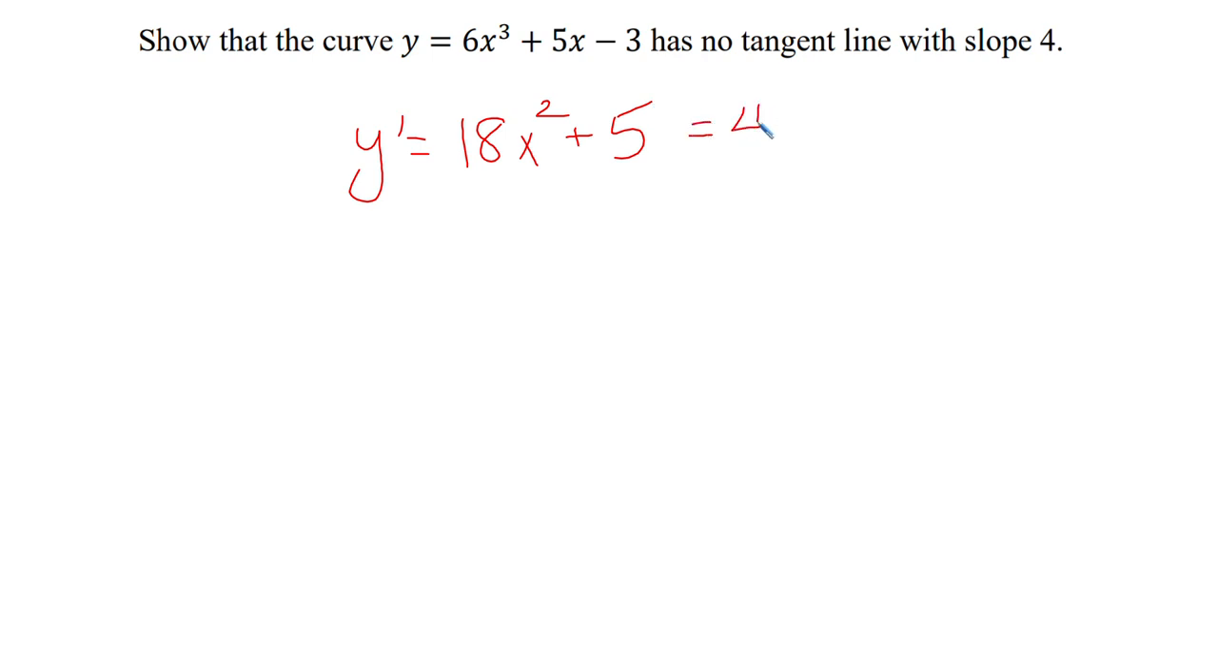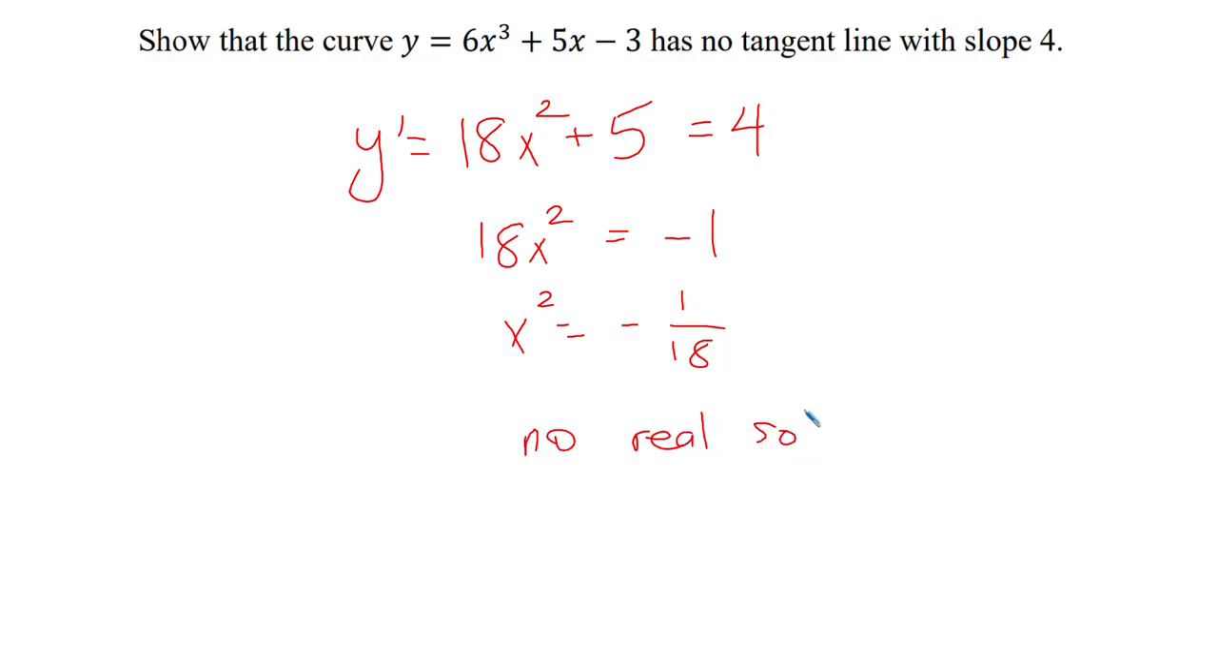So if I set this equal to 4, we end up with 18x squared equals negative 1, or x squared equals negative 1/18. Well, we know that that has no real solutions, and therefore there is never an instance when our function is going to have a tangent line with a slope of 4.